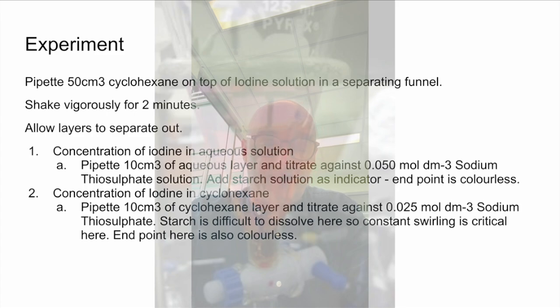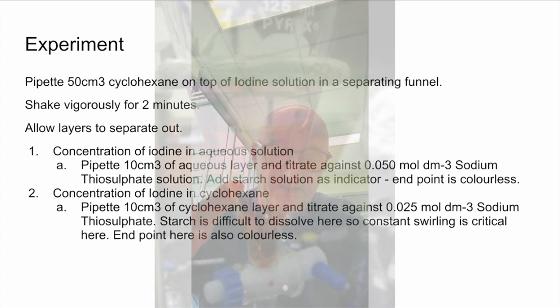Next, you're going to get your cyclohexane. Cyclohexane, you're going to pipette onto the top of the iodine. You can see on the picture on the screen, the opacity has been reduced, but we have the pink layer at the top. That's going to be the cyclohexane, and kind of a golden brown color at the bottom. That's going to be the aqueous layer.